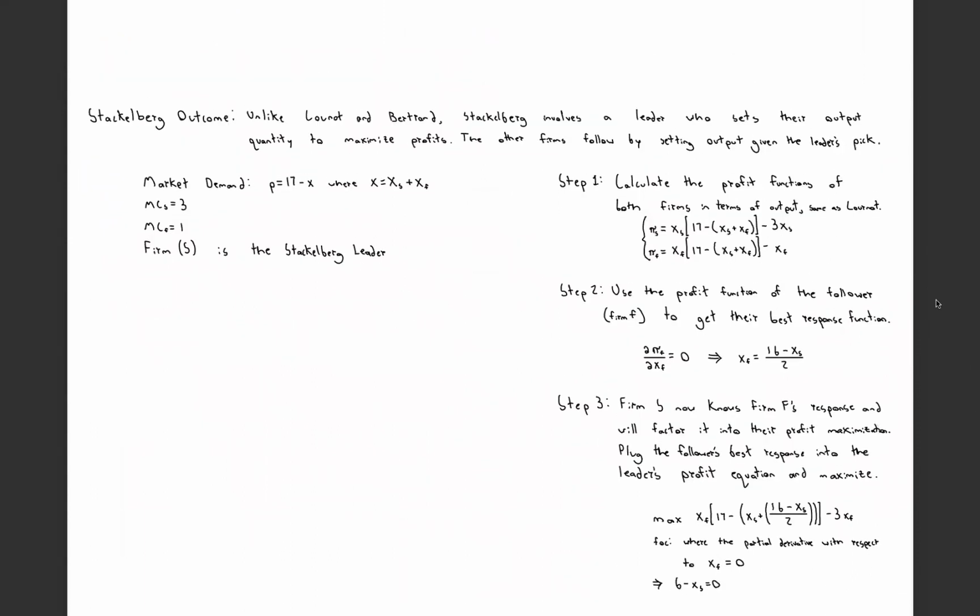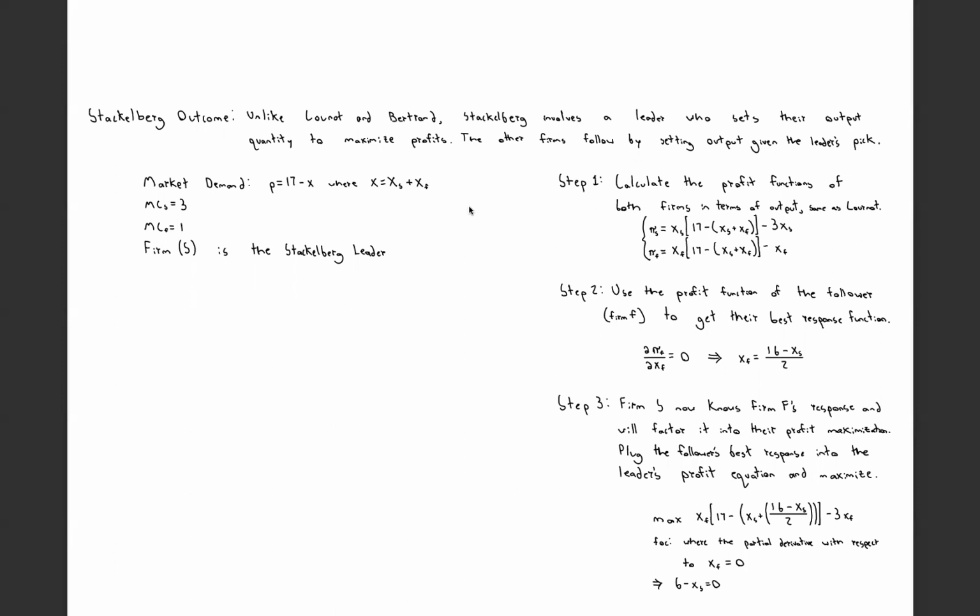Now, if we're going to be doing a Stackelberg outcome problem, it's a little bit different than Cournot and Bertrand. Stackelberg involves a leader who sets the output quantity to maximize their profits, and other firms follow by setting output given the leader's pick. So we can see here, just as an example problem, you've got the market demand, you've got your marginal cost curves, and firm S is a Stackelberg leader.